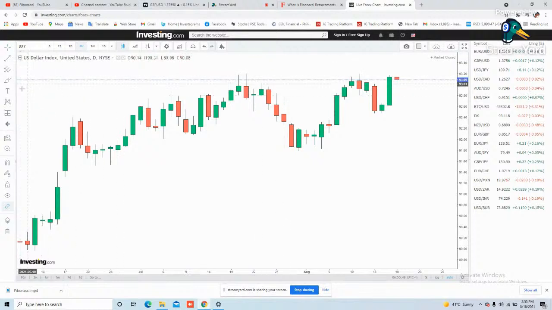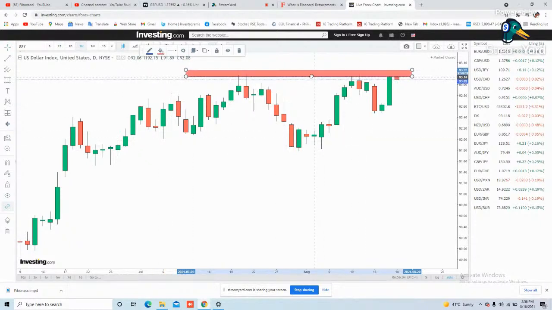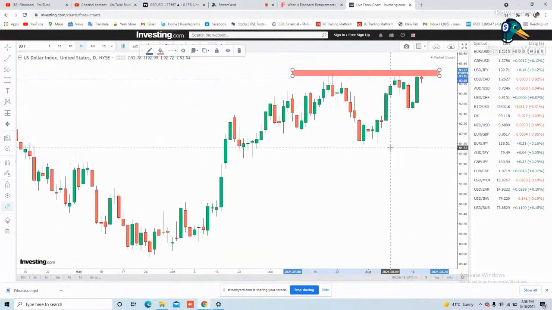So we have a resistance in here. That's why you see what happened. It reject at this level, as you can see here. The opening is red candle. There is a reaction. So what is our plan for today?